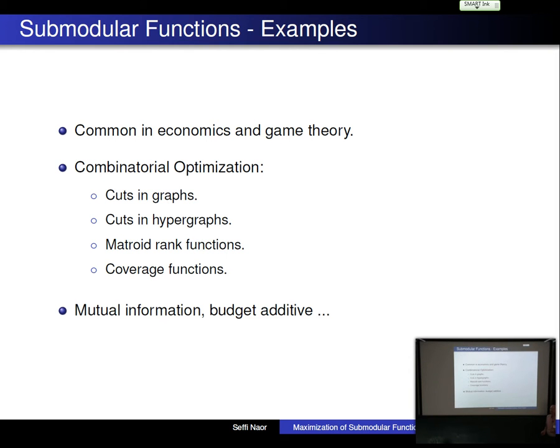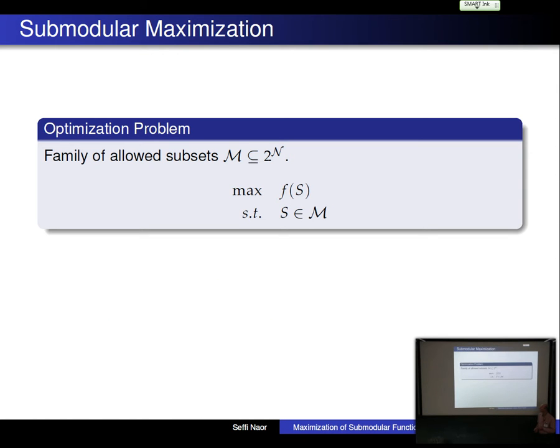Submodular functions appear everywhere in combinatorial optimization: cuts in graphs, which I'll talk about further in a few minutes, cuts in hypergraphs, rank functions in matroids, coverage functions, and, of course, mutual information. In economics and game theory, we see them all over the place.